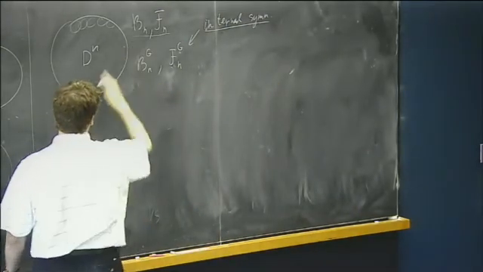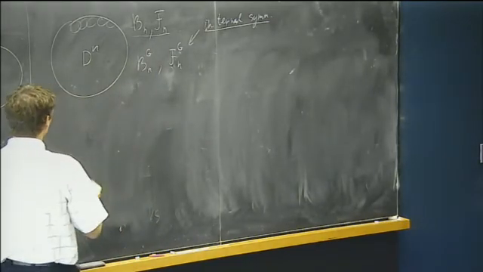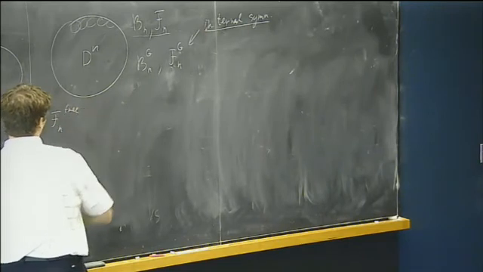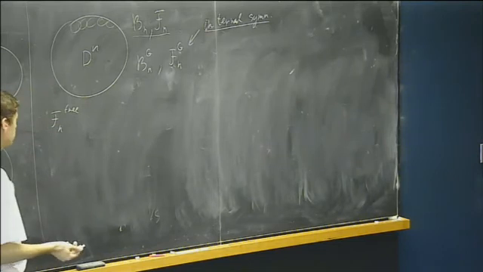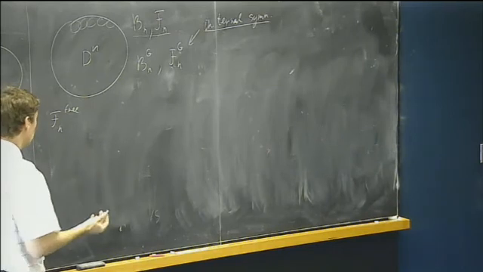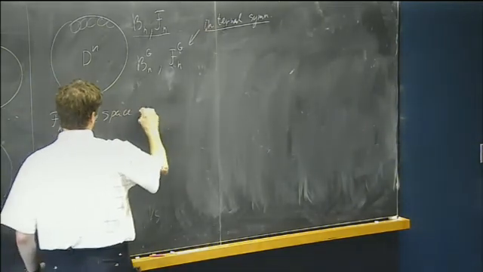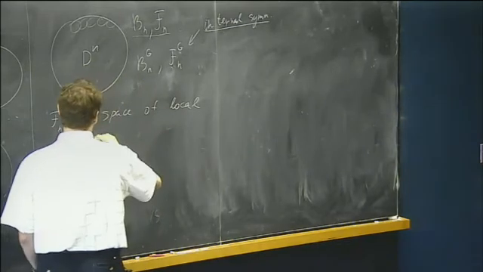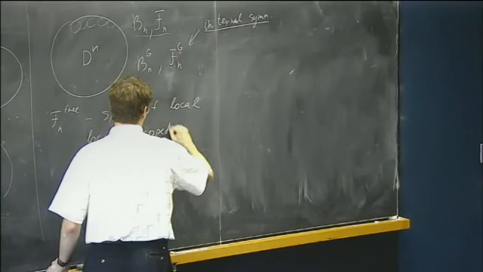What do we know about Bn and Fn? First, let's define Fn-free. The space of free fermionic states, or free fermionic Hamiltonians. What is it topologically? Fn-free is the space of locally gapped matrices A.